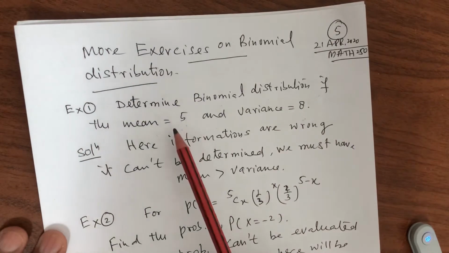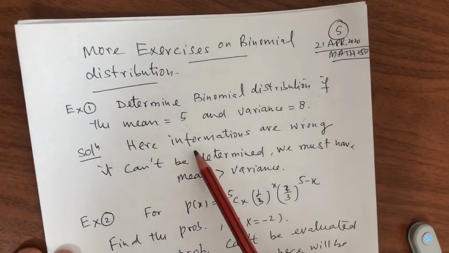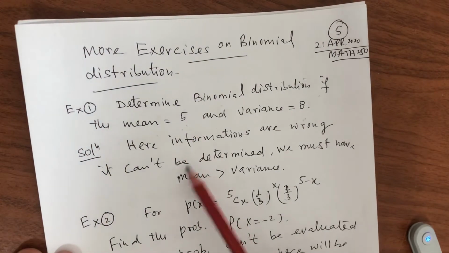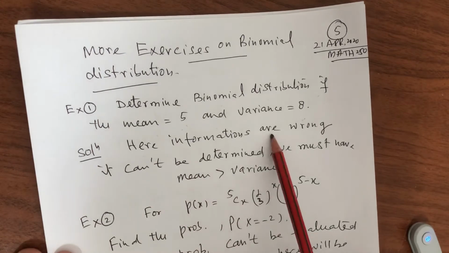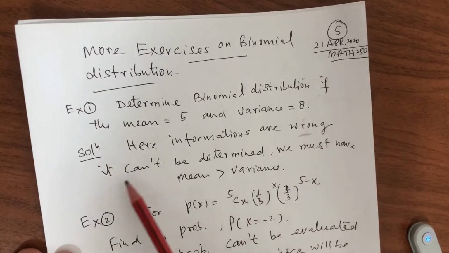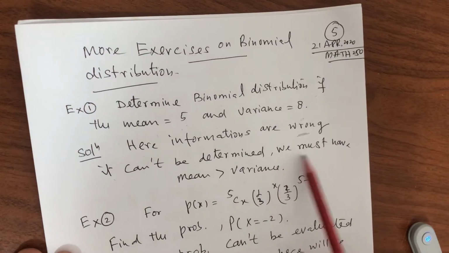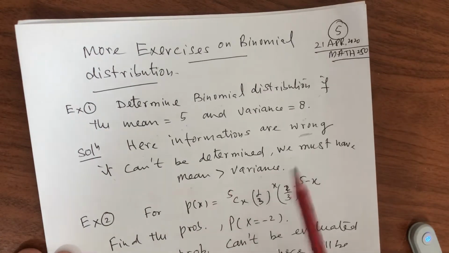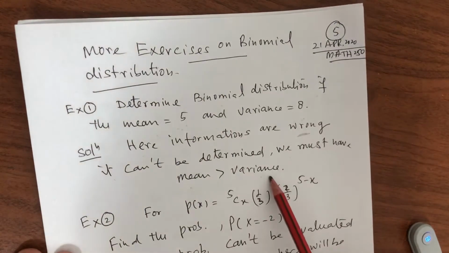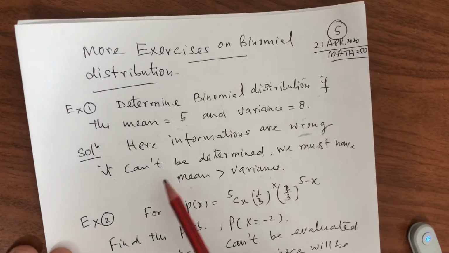When you see this problem, don't start working immediately. Check the information which you are given. Here the information is wrong. It cannot be determined. Why? Because we must have mean more than variance. Here mean is less than variance. Stop here, and in this case you will find the answer.